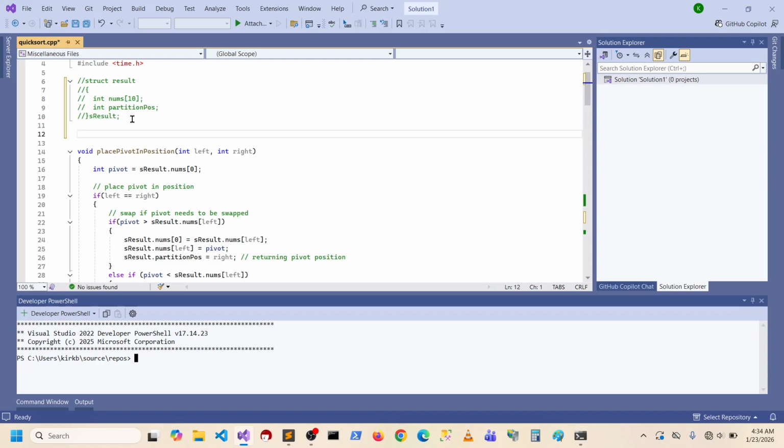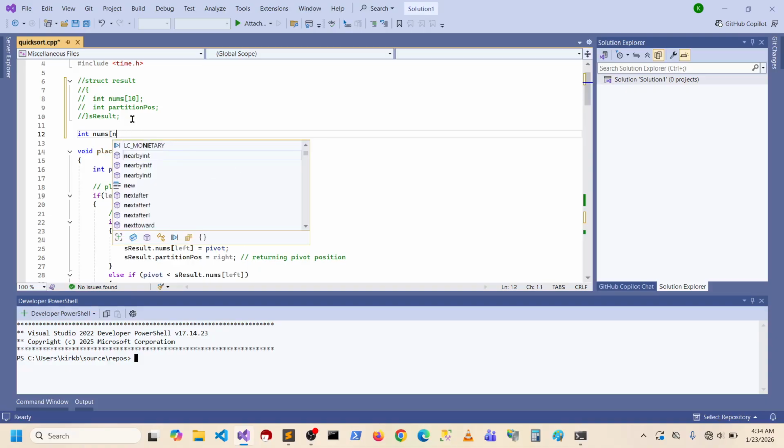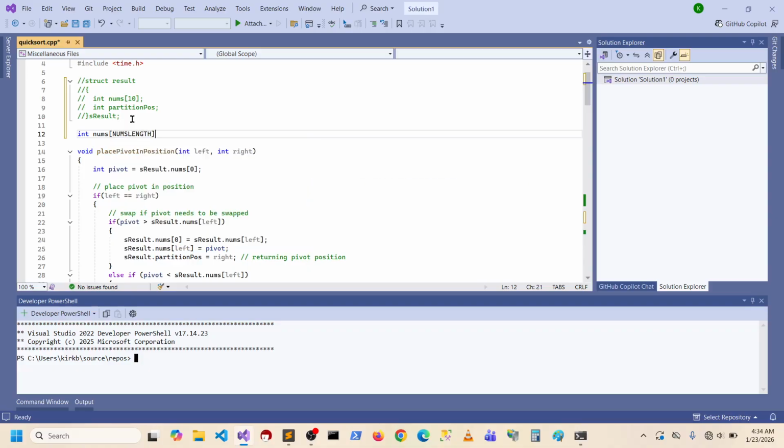Okay, what do we need? Integer. Let's just do this. Nums. 10's good. There.